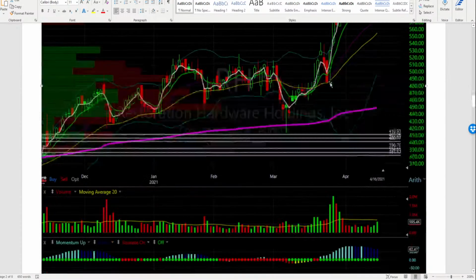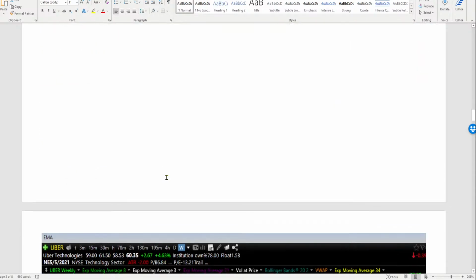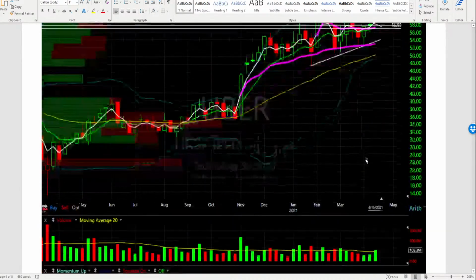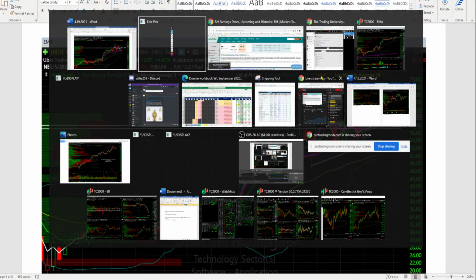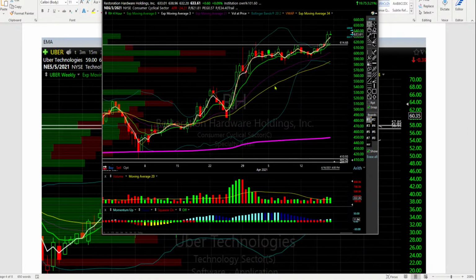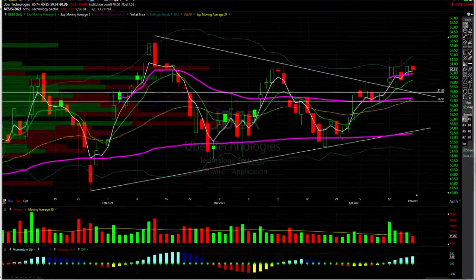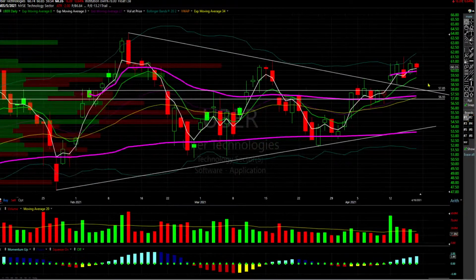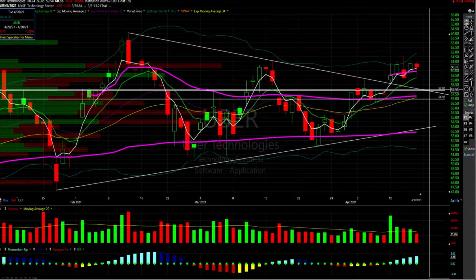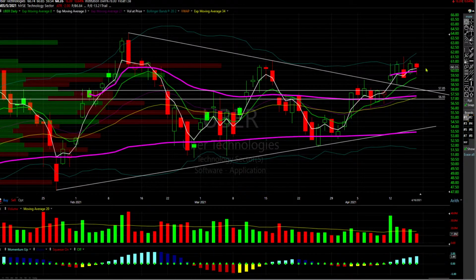So that's RH. Now Uber, this one has a weekly TTM squeeze, and you can see it here. Look at this beauty. It's really starting to set up. But I want to show you the daily on Uber as well. Check out this daily. I mean, it's just beautiful. So what's happened, right? We've broken out of this. I would love a backtest to this area to fill this gap. I'd be all over it to take it.